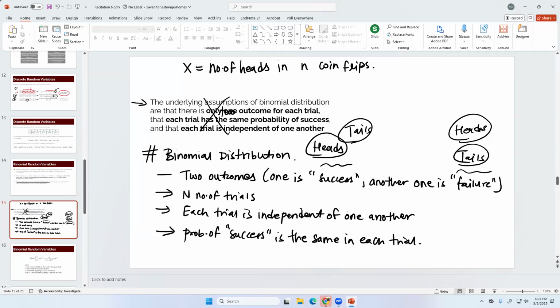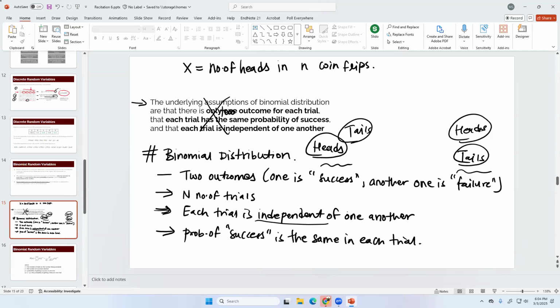And there must be n number of trials, okay? So you're repeating that experiment n number of times, like flipping a coin n number of times. And each trial is independent from another, right? When you think about flipping a coin, the first time has nothing to do with flipping the coin the second time. These are independent things, right? So each trial is independent. The probability of success or failure in that trial is not affected by the previous trial or the next trial. So things have to be independent.